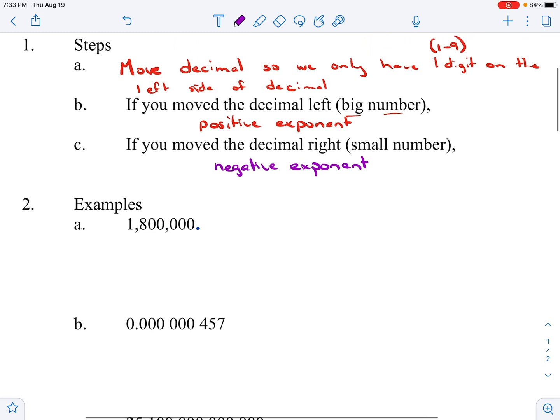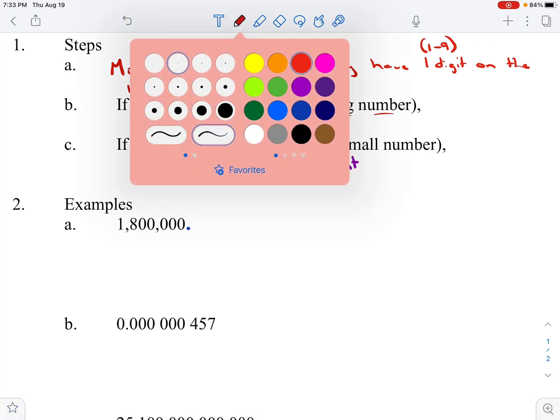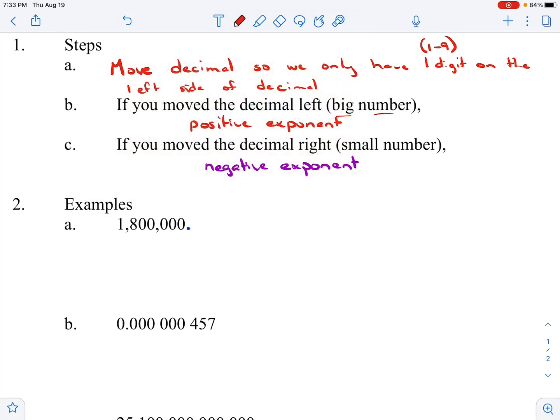So if we look here, all right, here's our rules. Here's our first example. We have 1,800,000. All right, it is a big number. Would you agree with that? Yes, okay. Awesome, so initially our decimal point is right here. Right? And our goal is we're trying to have only one digit on the left side of the decimal. So I'm going to move the decimal all the way over here between the 1 and the 8. That way I only have one number on the left side of the decimal. Everybody agree with that? One number on the left side, and we still have to put that 8 there. All right?